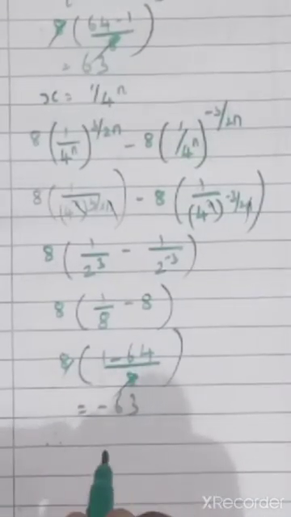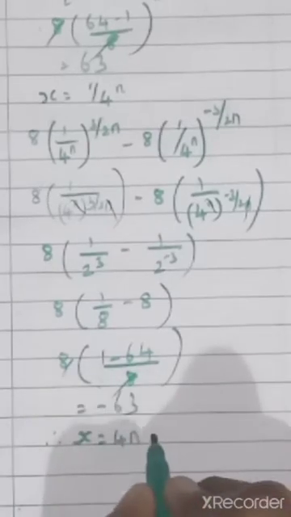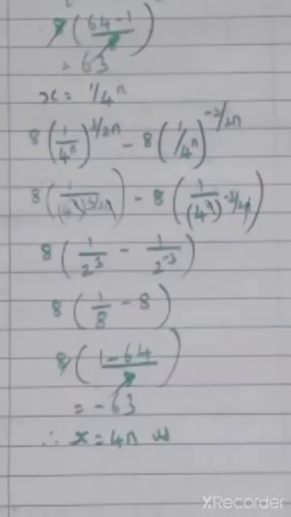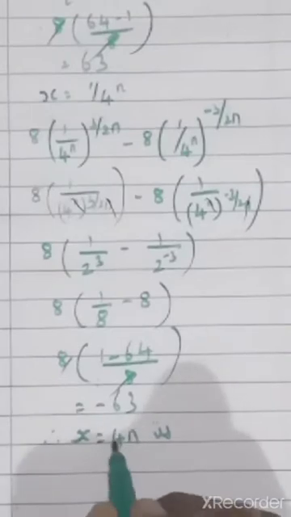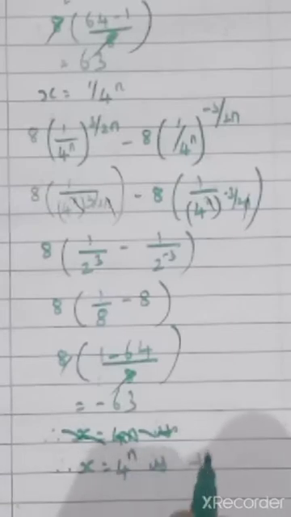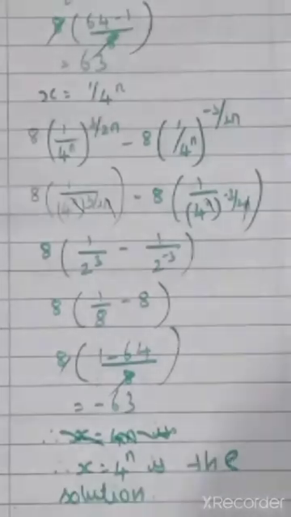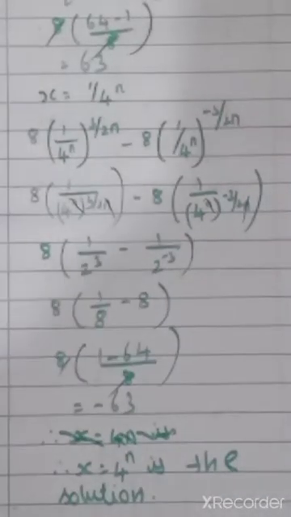So plus 63 is satisfied by which? X power 4 power n. Therefore x equal to 4n. Is that 4n or 4 power n? X equal to 4 power n. Therefore x equal to 4 power n is the solution. X equal to 4 power n is the solution. Is that clear?